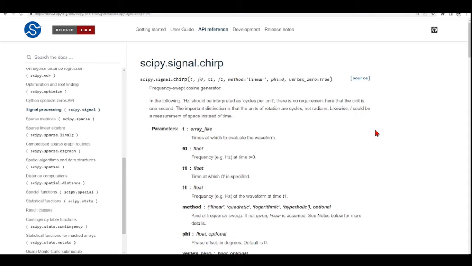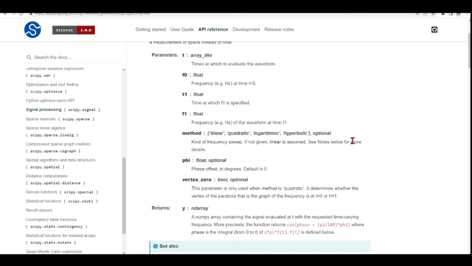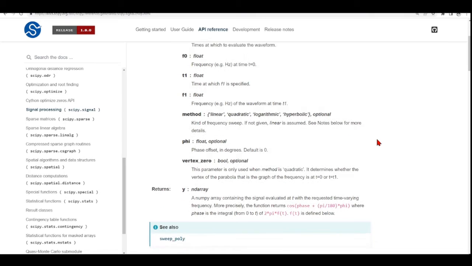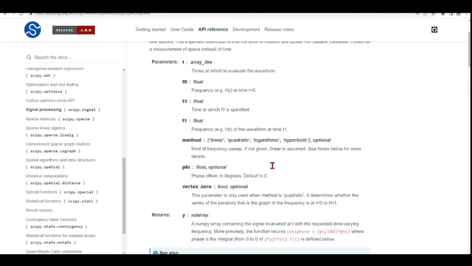There are different methods. We can have a linear chirp, a quadratic, a logarithmic, a hyperbolic. We can have a phase offset, and we can also have this vertex zero. And it will return an array containing the signal evaluated at t with the requested time varying frequency.